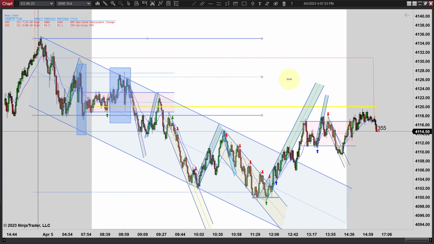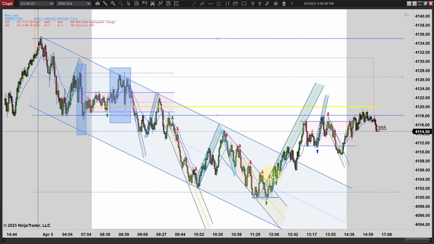Yep, and you can see there it is. We pretty much moved a measured move down here and then bounced and came back, and looks like we found resistance up here at what's probably the midline. So this is just a big range day, it looks like.